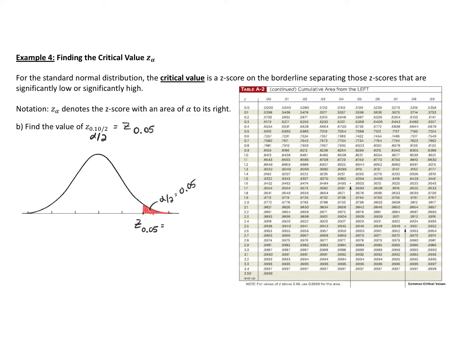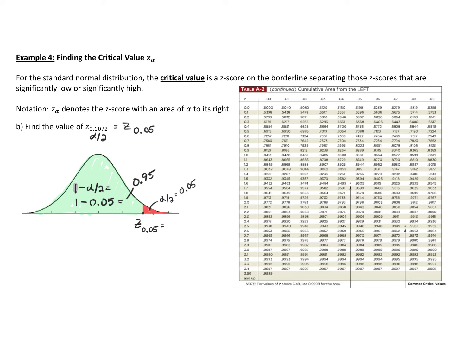Okay, so if you're using the z-table to find this z-score, z sub 0.05, then we need to first figure out what the area to the left of that red region is. So I'll use green here to shade in the area to the left of 0.05. So to find the area of this green shaded region, we simply take 1 and subtract our alpha divided by 2. Or in this problem, that's 1 minus 0.05. And that will give us 0.95. So that is the area that we are going to search for in the table.